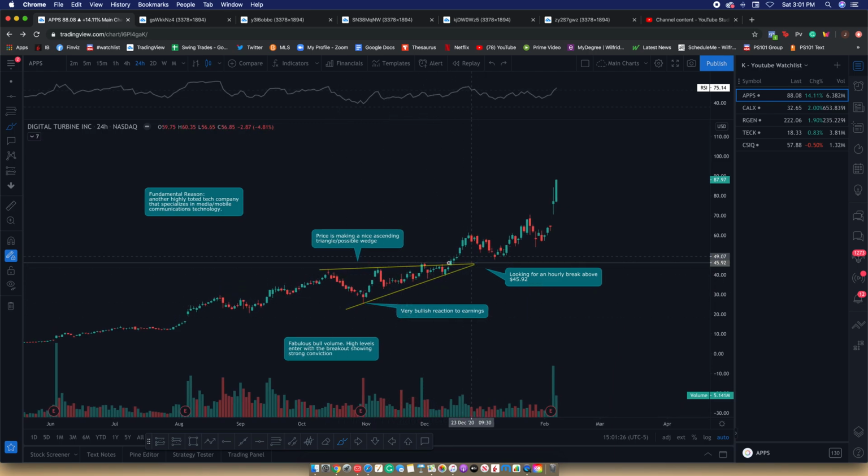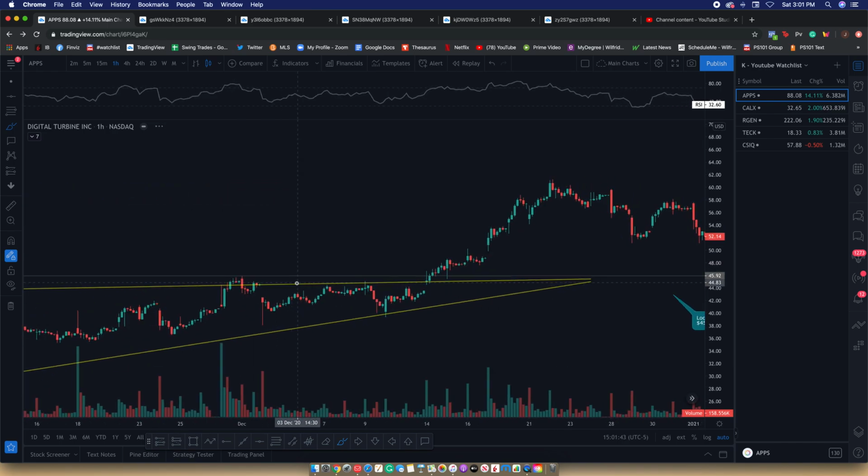So I recognize this pattern, and then I recognize the last pivot in the pattern. That is my cue. I want to find that last pivot in the pattern closest to the apex, and I want to see an hourly breakout and close above that level. On APPS, that was 45.92. So let's zoom in on the hourly chart and see what I saw.